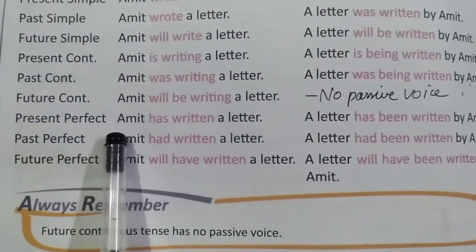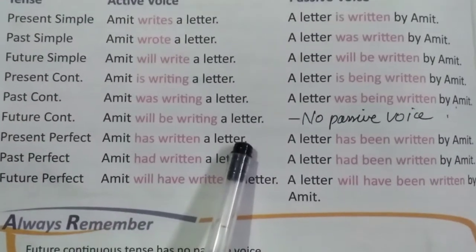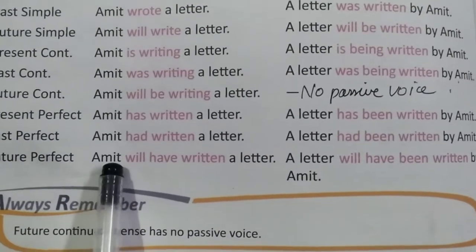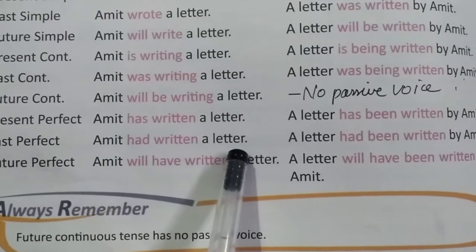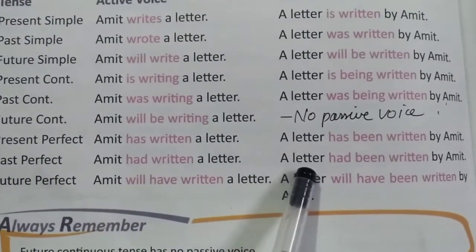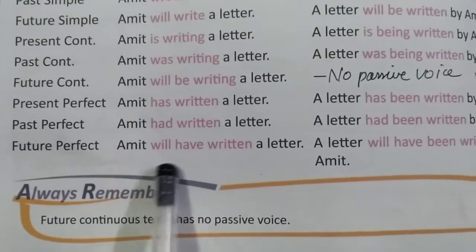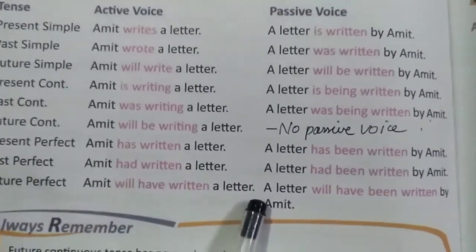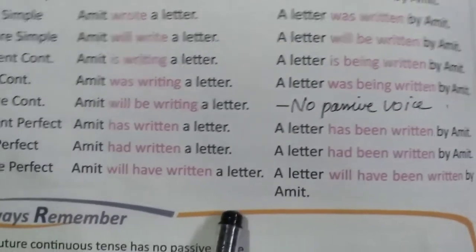Now in present perfect tense, Amit has written a letter, and when we change it into the passive voice, a letter has been written by Amit. In past perfect tense, Amit had written a letter, and when we change it into the passive voice, a letter had been written by Amit. In future perfect tense, Amit will have written a letter, and when we change it into the passive voice, a letter will have been written by Amit.